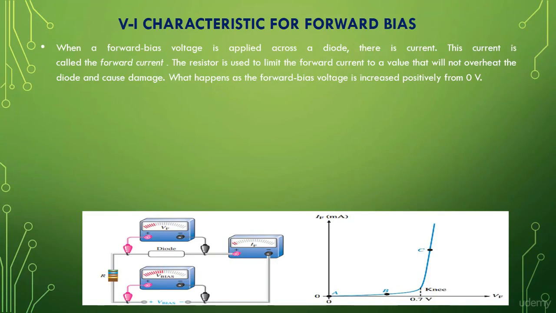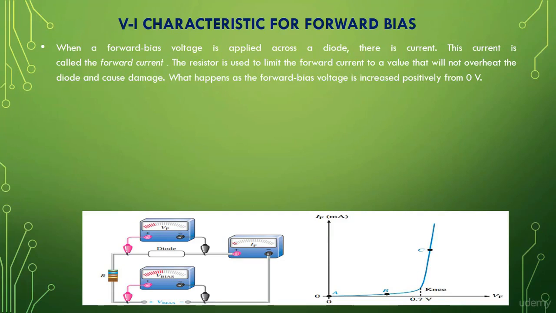When the forward bias voltage is applied across a diode, and in our previous class we have already discussed the forward biasing of the diode, we know that in forward biasing the anode terminal of the diode is connected with the positive terminal of the DC source, and the cathode of the diode is connected with the negative terminal of the DC source. And we also know that when forward biasing occurs, there is a forward current flow through the diode, and this current is called forward current.